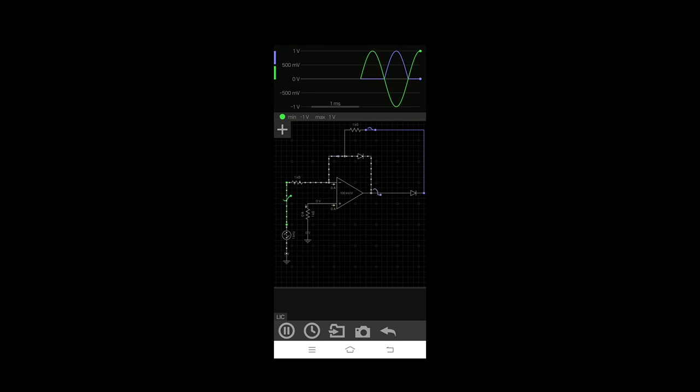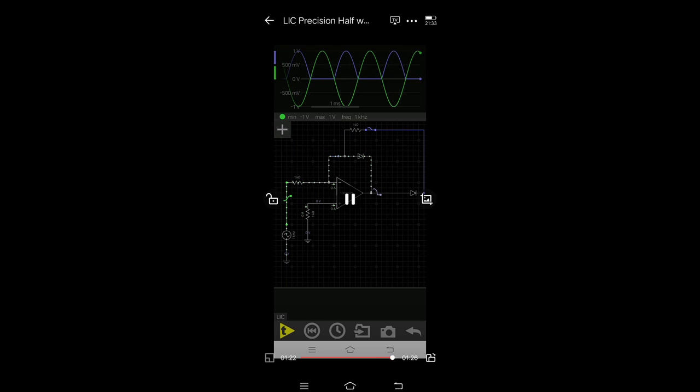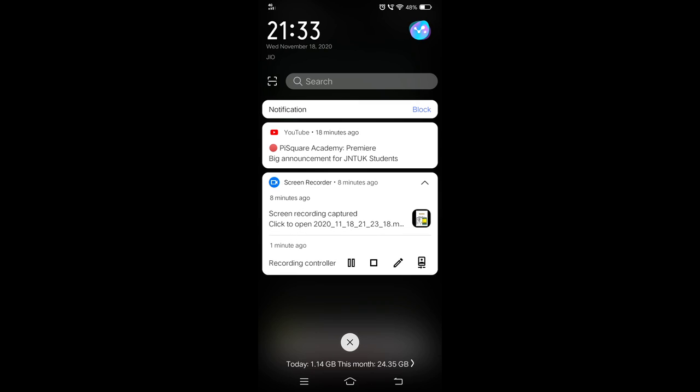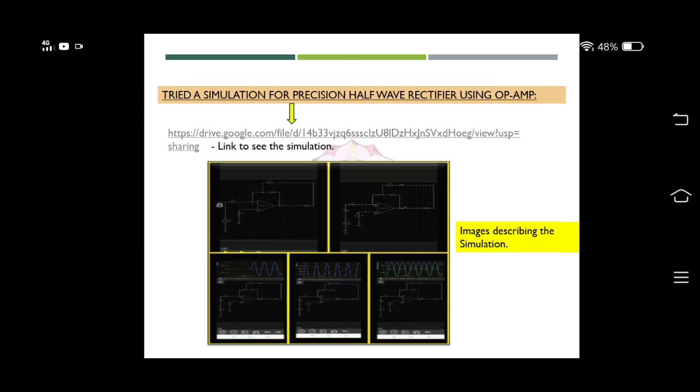For all these simulations, I have given minus 1 volt as the minimum voltage and plus 1 volt as the maximum voltage, a frequency of 1 kilohertz, and a time of 1 millisecond. I have done this in every circuit simulation app. Here, the images describe the simulation for the precision half-wave rectifier using an op-amp.